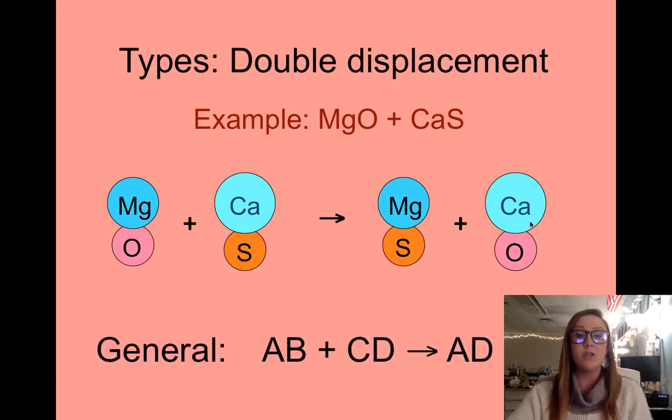And again, this is a general formula: AB plus CD yields AD plus CB. So in this example, A could represent magnesium and B could represent oxygen. C would represent calcium, and D would represent sulfur. So magnesium is now with D, and D was sulfur. So magnesium and sulfur, AD, are right here. This is an example of a double displacement reaction.